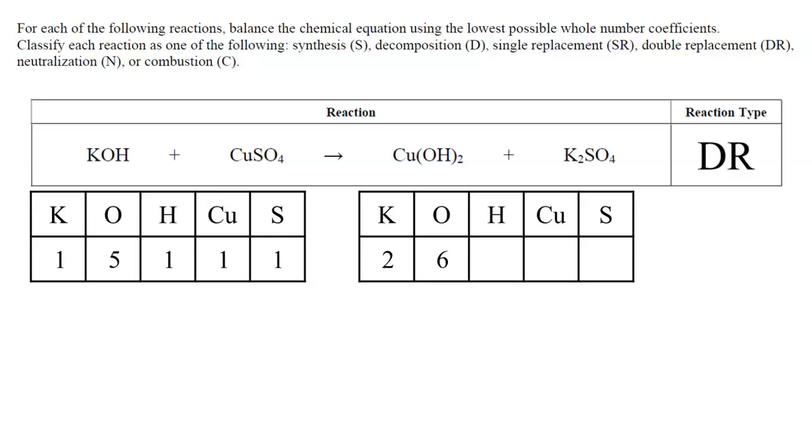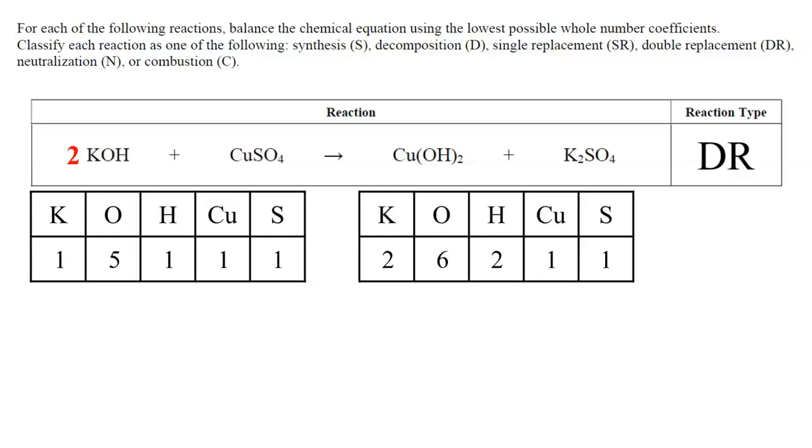Since the OH is multiplied by 2, that will give me 2 hydrogens. And I see 1 copper and 1 sulfur. So this equation is actually fairly straightforward and easy to balance. So watch what happens when I try to balance the potassium. I see 2 potassiums on the right, and there's only 1 potassium on the left. So I'm going to put a coefficient of 2 in front of the KOH formula on the left.